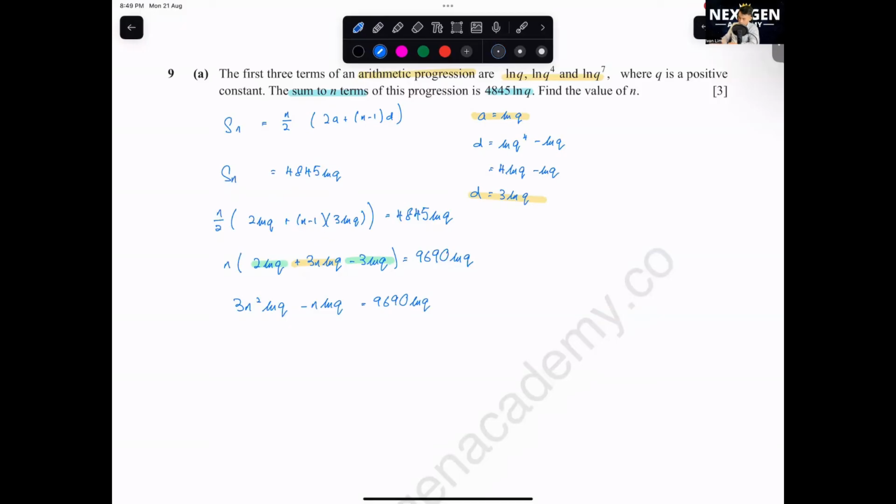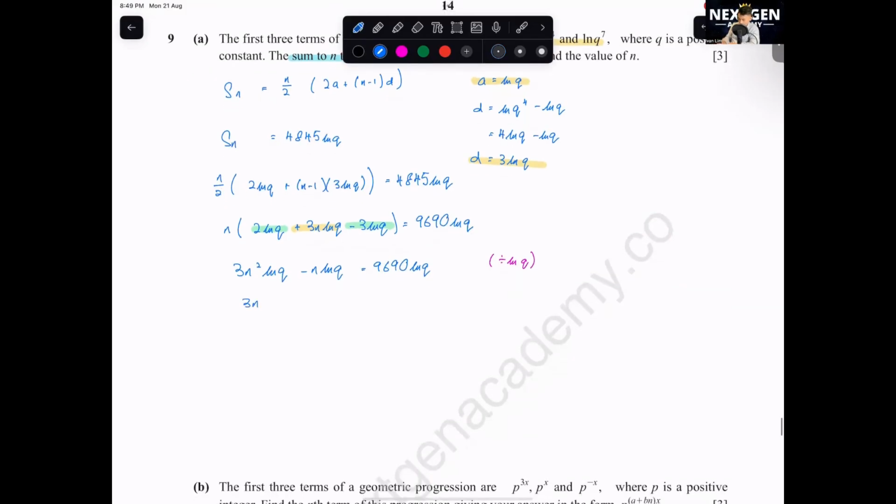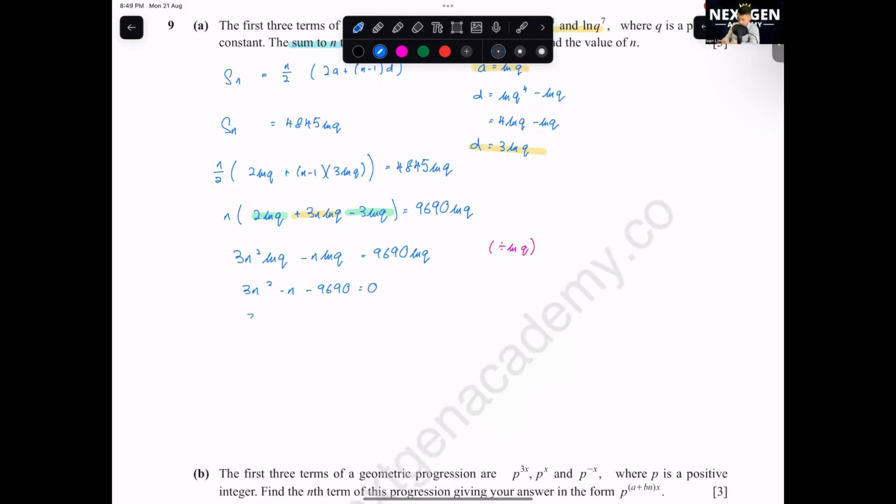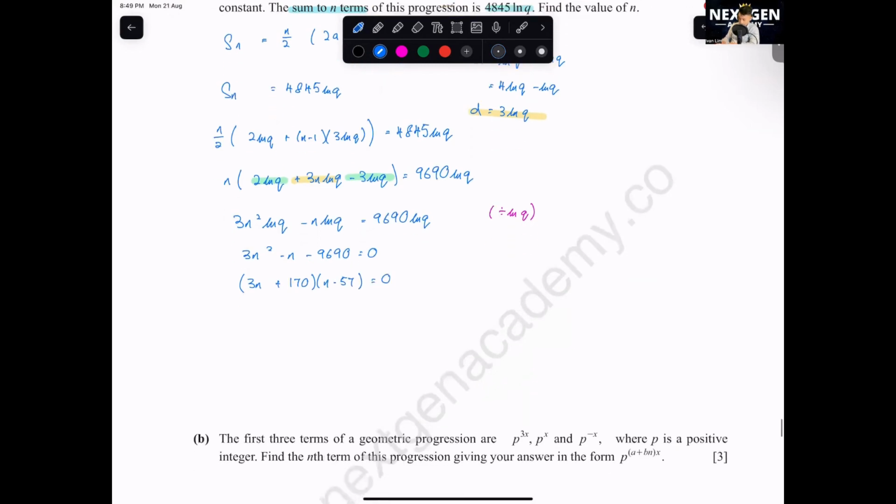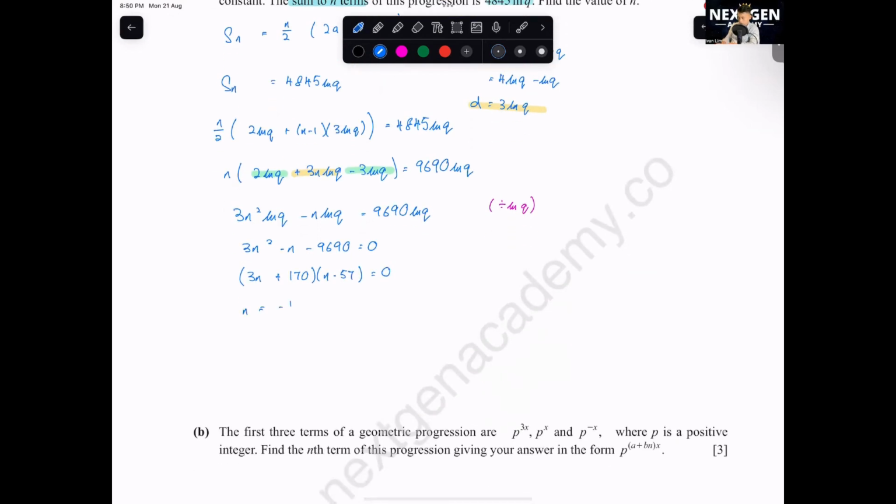What I'm going to do, all got ln q, right? Divide by ln q, so we get rid of that ln q. Here becomes 3n squared minus n minus 9690 equals 0. So here will become 3n plus 170, n minus 57 equals 0. Here n equals negative 170 over 3. n equals 57.